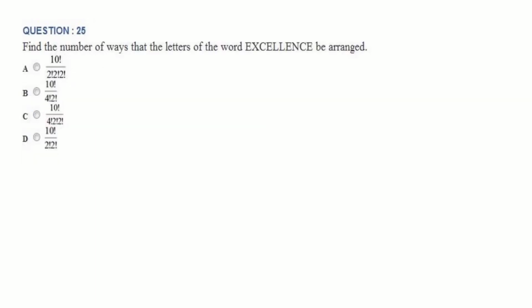Okay, here we have a question also on permutation and combination, and we have seen this kind of question before, some previous 10 questions or 5 questions, I don't know. But the question here says: find the number of ways that the letters of the word excellence be arranged. It's just the same approach, the one we used the other time.